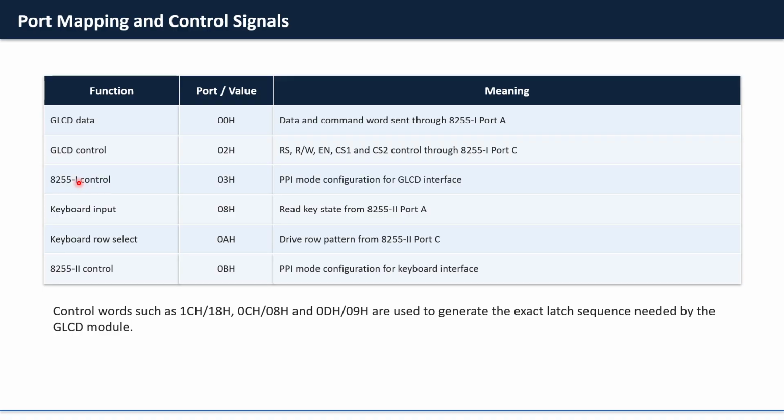Display the data. For this project specifically, the port mapping and control signals are mentioned here. The GLCD data is sent on 00, that is port A of the 8255 PPI, and the GLCD control is sent on port C, that is 02 of the 8255 PPI, and the control word is sent on 03. These are the hardware connections of our actual 8085 kit. This was taken from the 8085 kit manual.